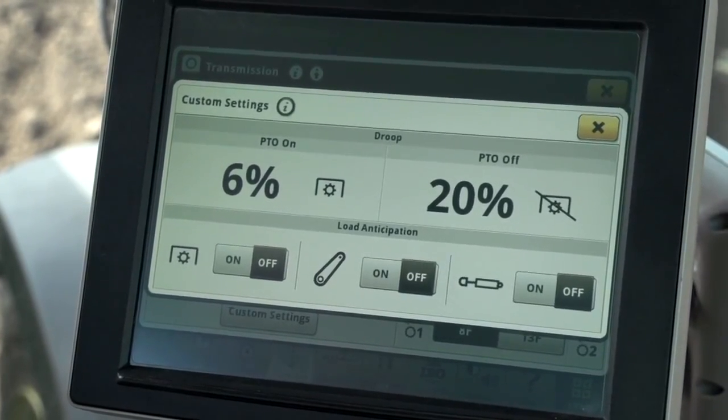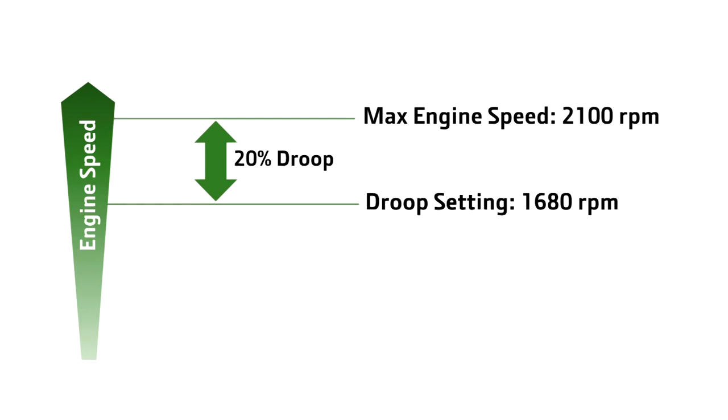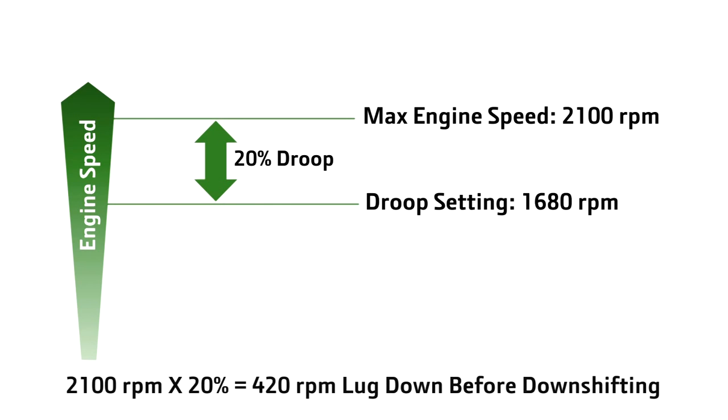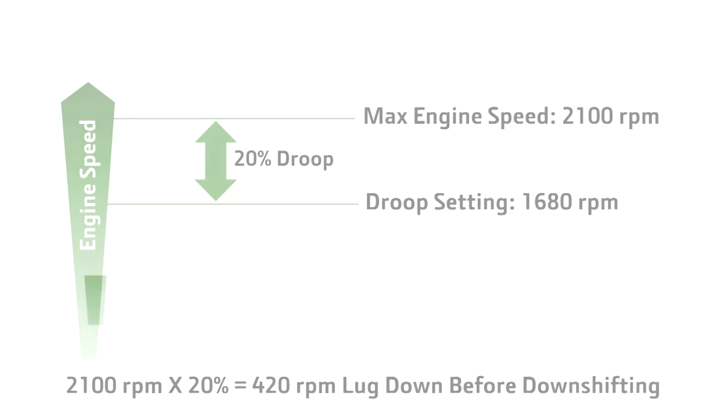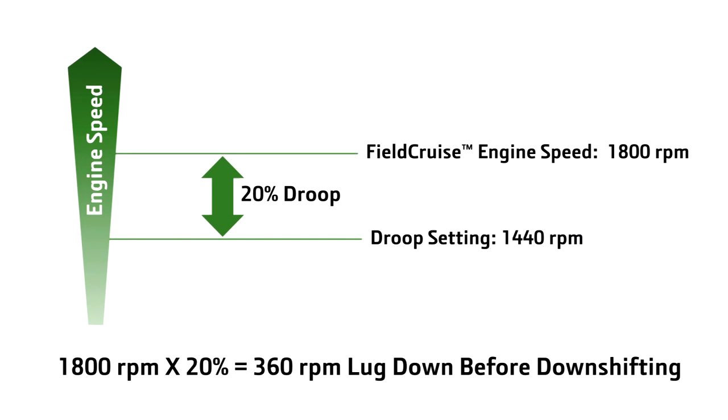For example, I have a PTO off droop setting of 20%. When field cruise is turned off, the droop setting is 20% of 2100 RPM or about 420 RPM. This means under full load, the tractor will lug down about 420 RPM before it begins to downshift. When field cruise is on with a setting of 1800 RPM, the droop setting is now 20% of 1800 or about 360 RPM before it begins to downshift.